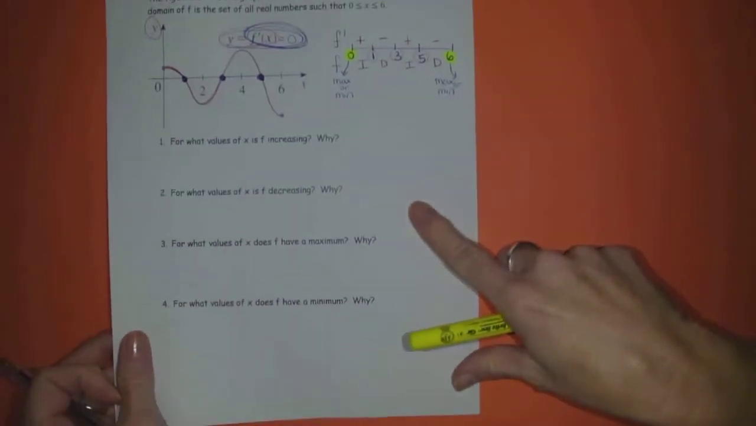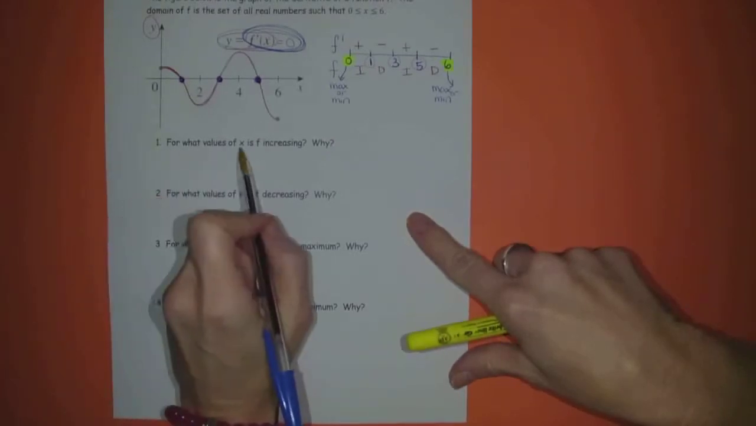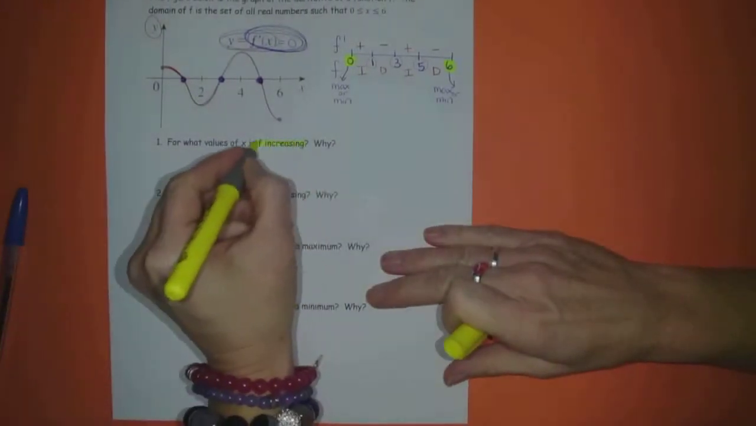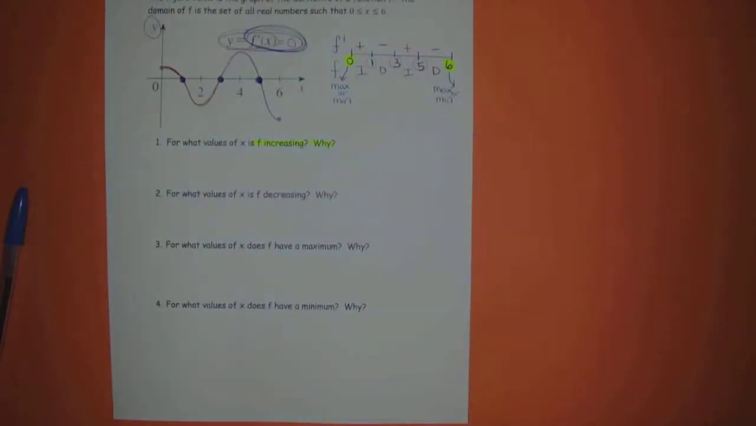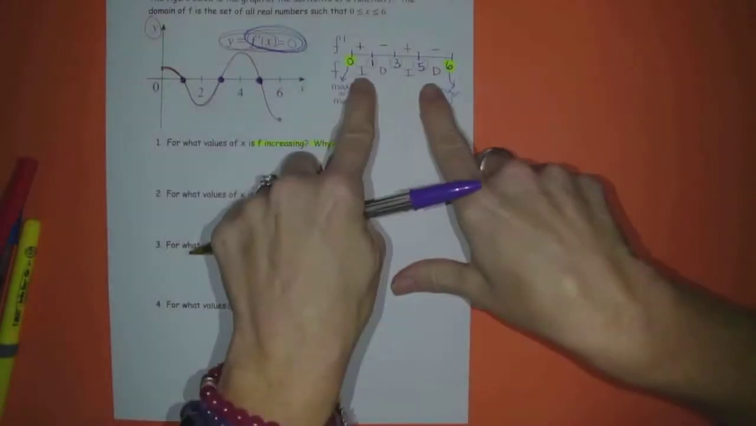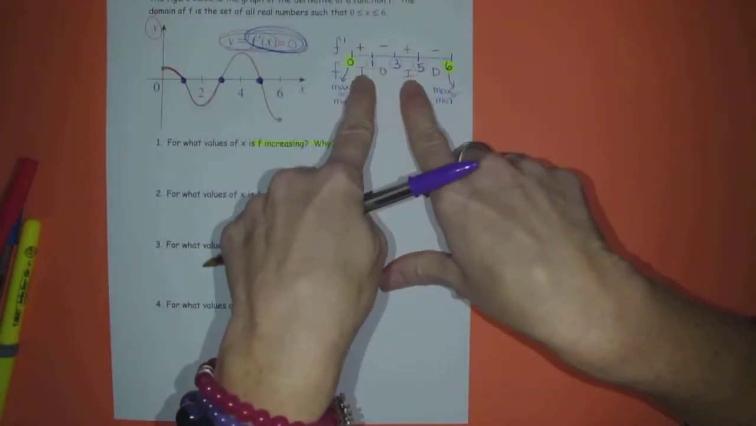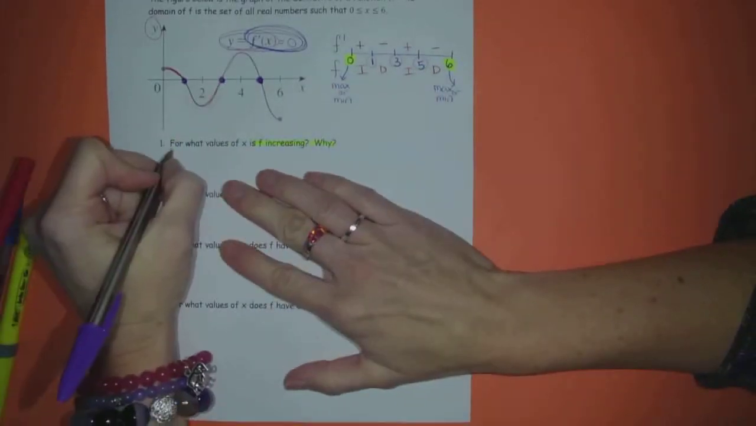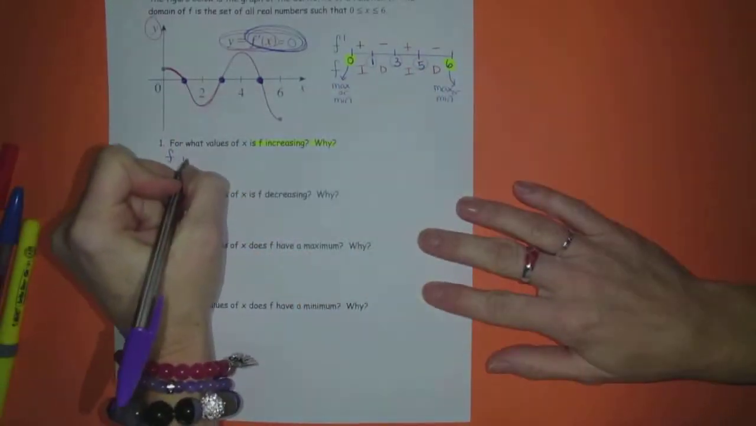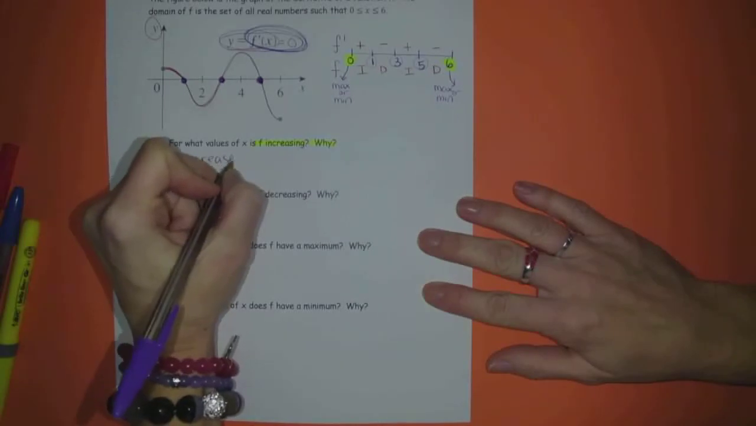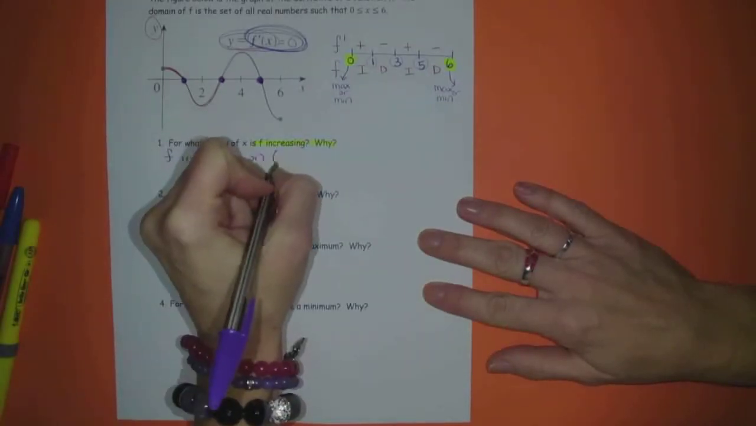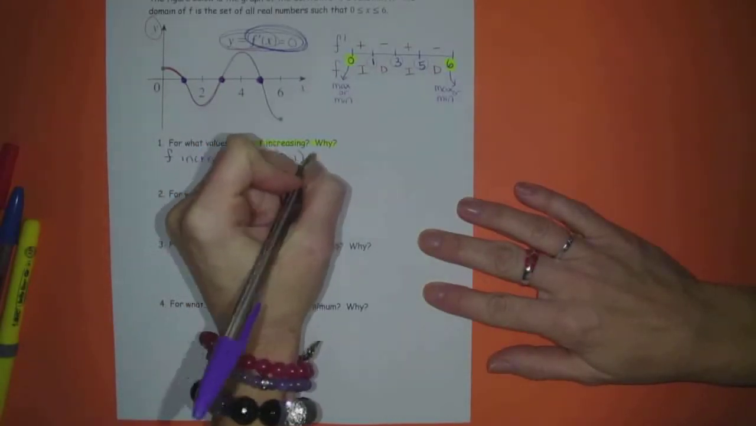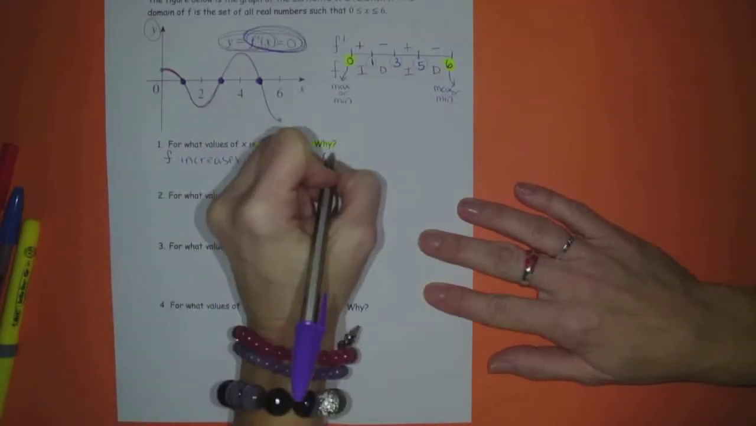Okay, so let's go to question number 1. For what values of x is f increasing? So where is f increasing and why? So my statement there will read something like this. Well, right here. Here's my increasing. Here are my intervals, 0 to 1, 3 to 5. So I'll say f increases on the intervals 0 to 1, union, 3 to 5.